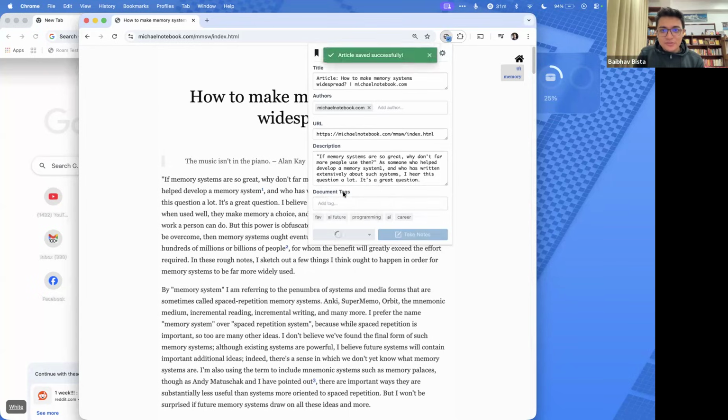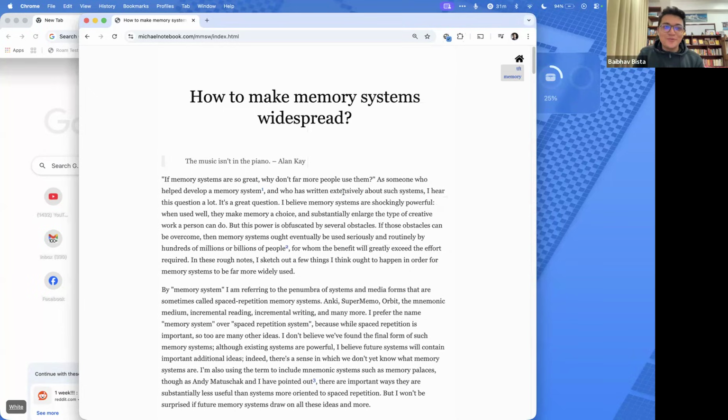It failed for some reason. Yeah, we'll fix that. But it worked now. And when you go to an article that you've saved already, it shows up as a tick. If you already have highlights, it shows the number of highlights you have, and so on.